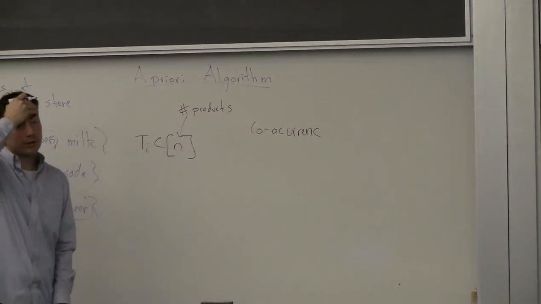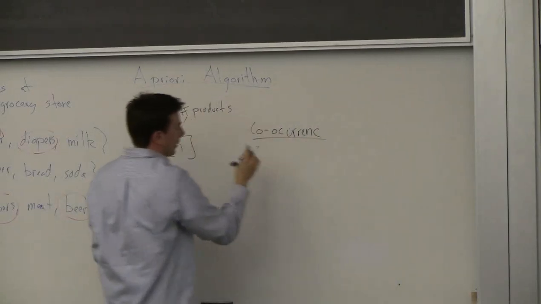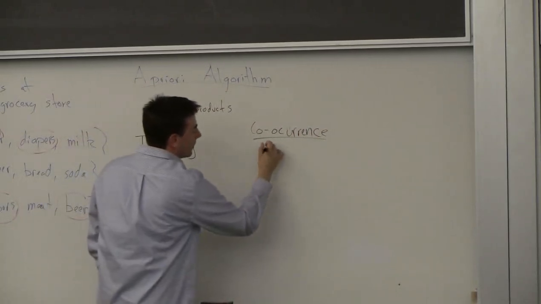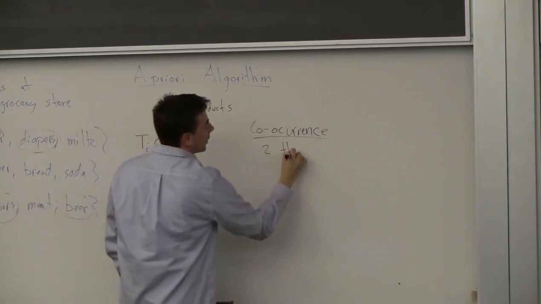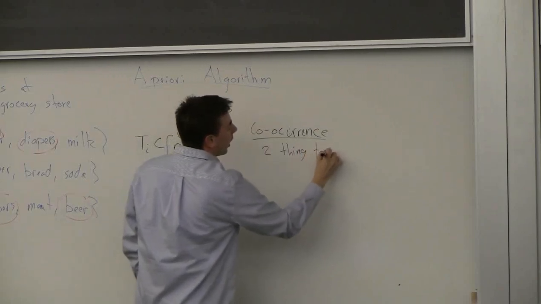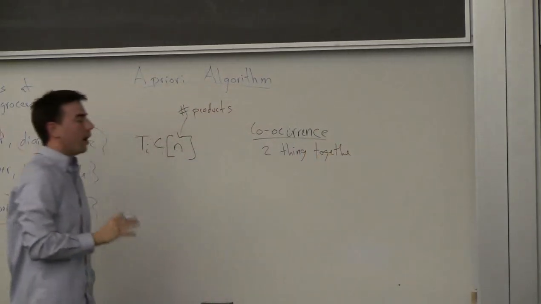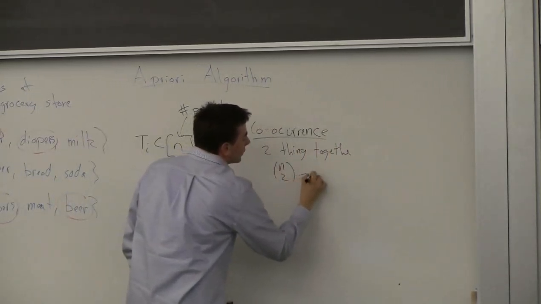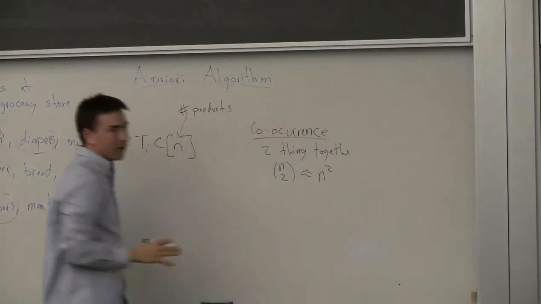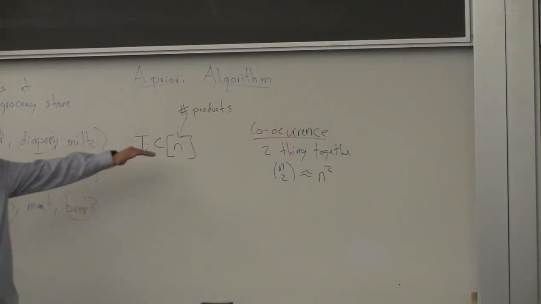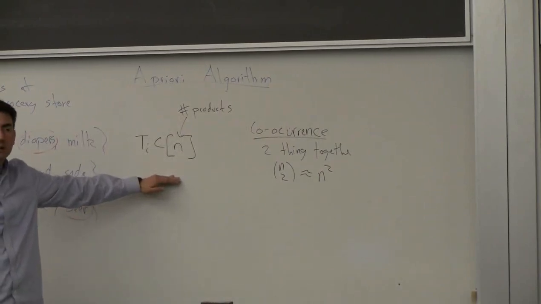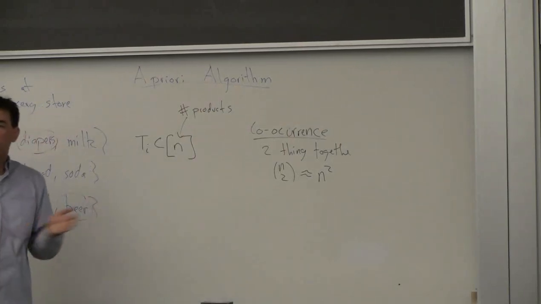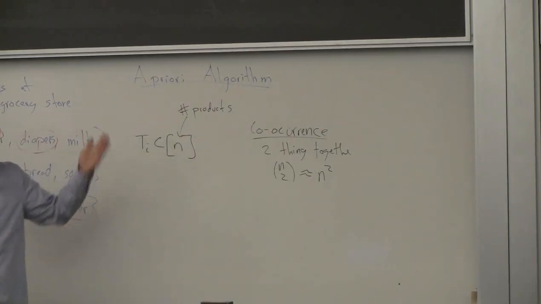If you're looking at a co-occurrence of two things together, then this is going to be n choose 2, which is roughly n squared different pairs of things. A grocery store can keep track of all its products, but it doesn't want to keep track of all pairs of its products to know which ones occur together. This number really explodes.